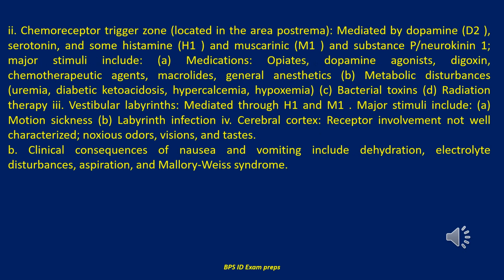The chemoreceptor trigger zone located in the area postrema is mediated by dopamine via D2 receptors, serotonin, and some histamine via H1 receptors, and muscarinic via M1 receptors, and substance P, neurokinin 1. The major stimuli include the following: A. Medications, e.g. opiates, dopamine agonists, digoxin, chemotherapeutic agents, macrolides, and general anesthetics.